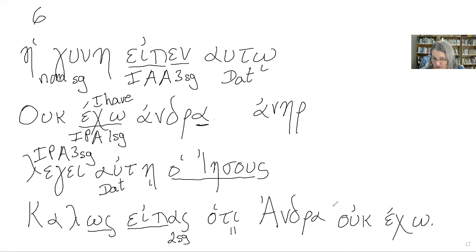Then we have to change this, because when we have an indirect quote, in English we change the pronouns. All right, that's it for sentence 6. Let me put up sentence 7 and we'll keep going.